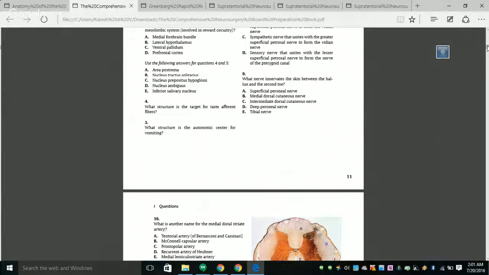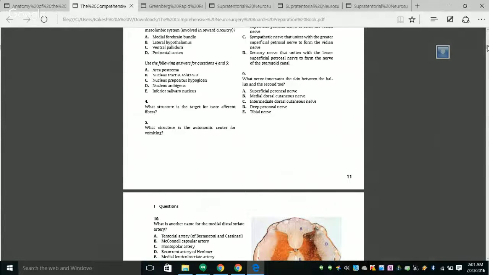Question number four is, what structure is the target for taste afferent fibers? I think I can tell this. What do you feel, Slaven? What's your option? Taste. If it is taste, I think it's between the nucleus tractus solitarius and the inferior salivatory nucleus. I think I'll go for the nucleus tractus solitarius. I remember that for taste.